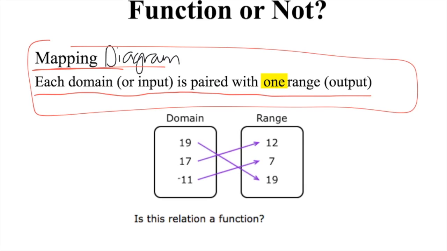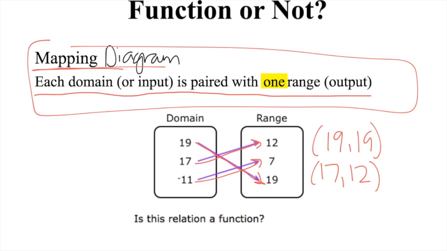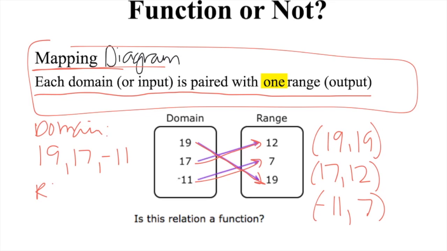What we're looking at here is, again, each domain pairs with a range. Each domain pairs with one range. If you were to write these as ordered pairs, you would have 19 matches with 19, 17 matches with 12, and negative 11 matches with 7. If you were to write these out in a list, my domains would be 19, 17, negative 11. My ranges would be 12, 7, and 19.